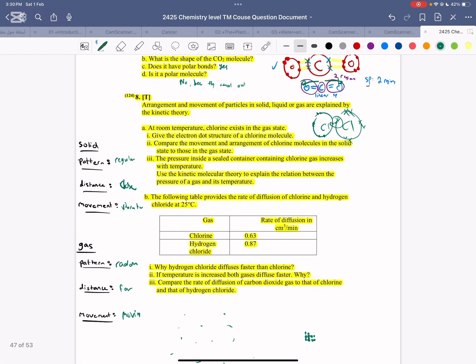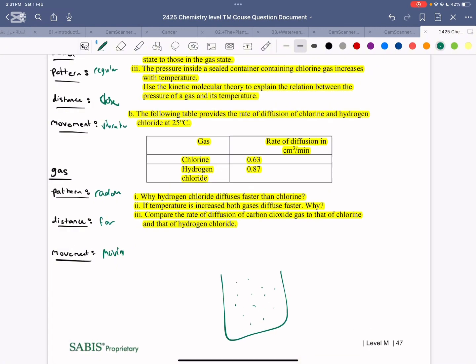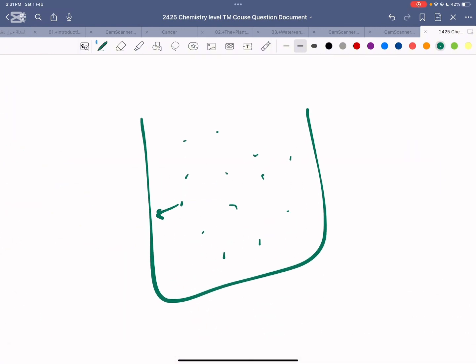Okay, let's look at part 3i. The pressure inside increases with temperature. Now, why does the pressure increase with increasing temperature? Let me give you an example. If I have a container and I have particles or molecules in this container, okay? Now these particles and molecules will be hitting the walls of the container, okay? If I increase the temperature, what happens when I increase the temperature?